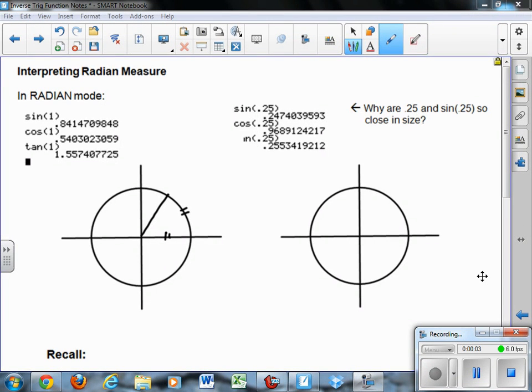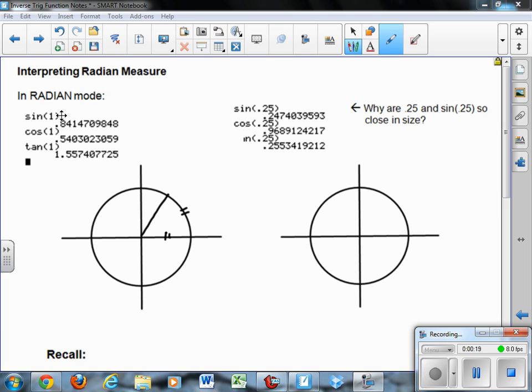This video is about interpreting radian measure. In other words, can you explain what the numbers mean in trig functions and in inverse trig functions when it's not a special angle of pi or a fraction that's easy to recognize?